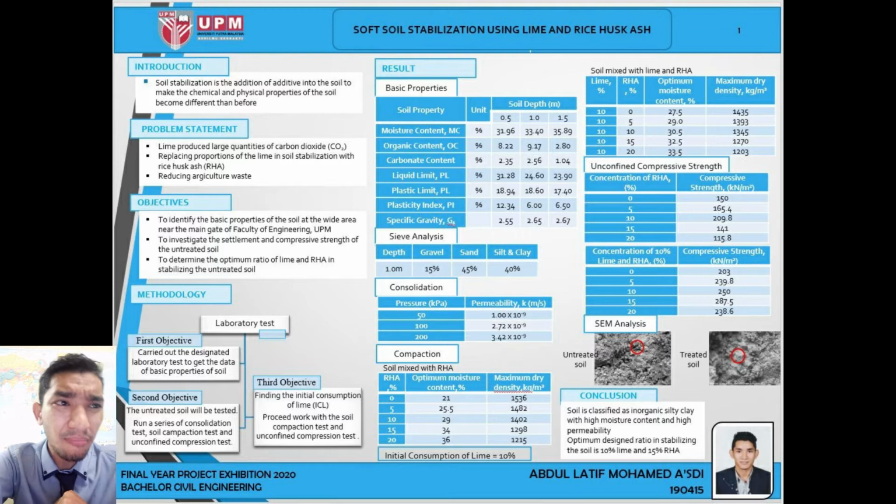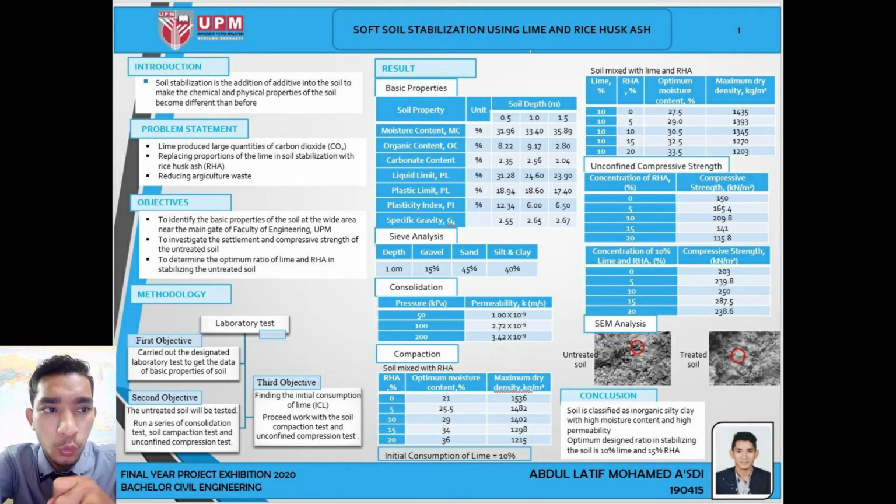For the results, the basic properties are in the table. I want to state the highest ones: moisture content 35.89%, organic content 9.17%, carbonate content 2.56%, liquid limit 31.28%, plastic limit 18.94%, plasticity index 12.34%, and finally specific gravity 2.67.